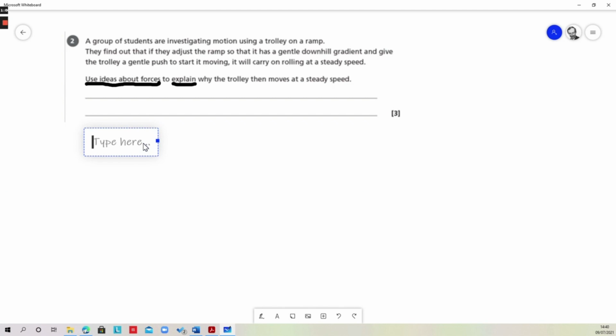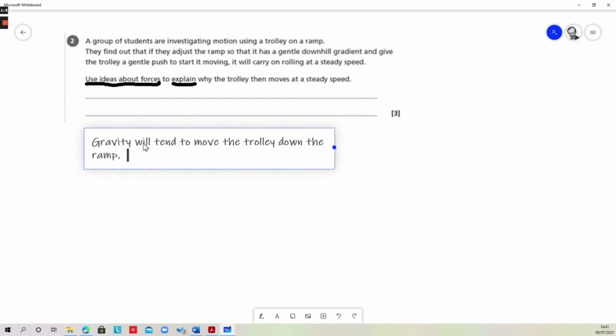One of the forces that fairly obviously is going to be applied to the trolley is that of gravity. So let's start off by talking about gravity, and what we can say about gravity is that gravity will tend to move the trolley down the ramp.